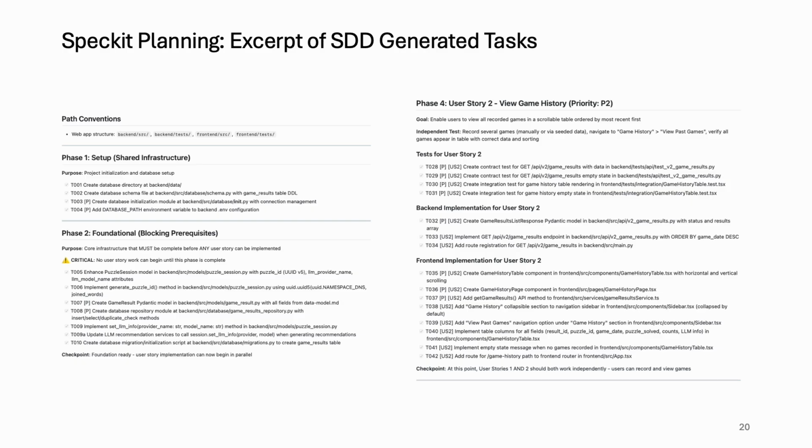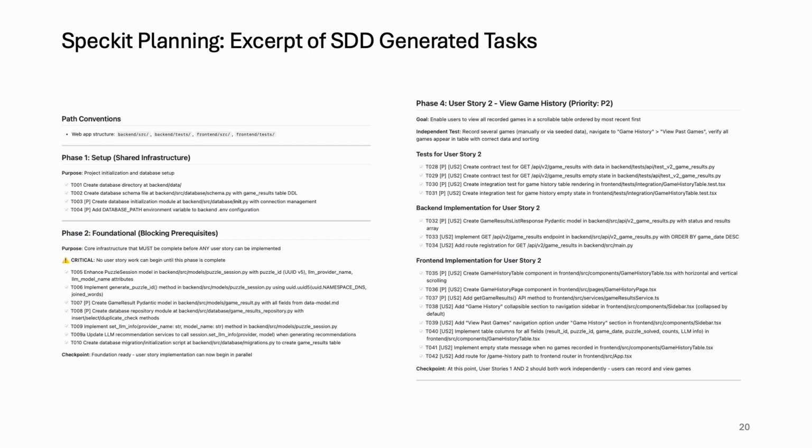This slide shows an excerpt of that task list. It's only a subset. The full list is much larger, but it captures how the work is structured. The tasks are deliberately ordered. We start with environment and infrastructure setup, then move to foundational pieces like database schemas and core models, and only after that do we implement user stories. This prevents common mistakes like trying to use a database before it exists.